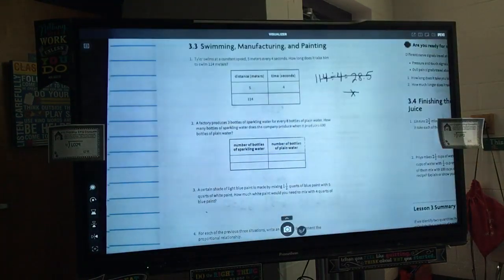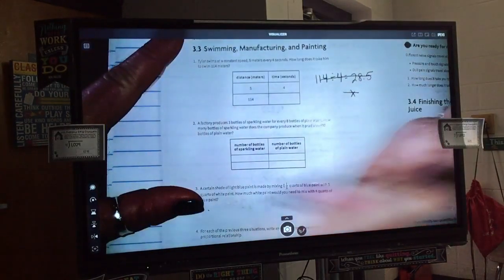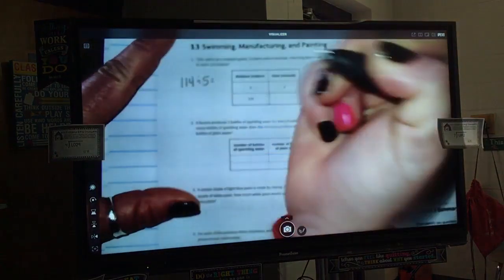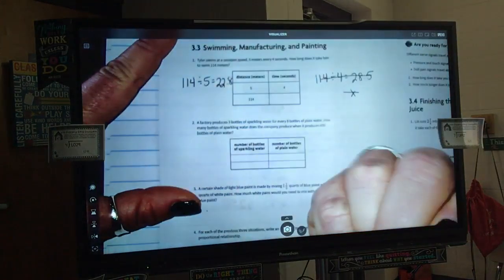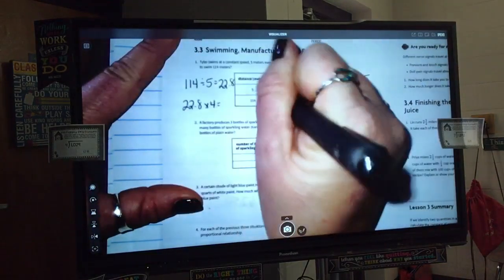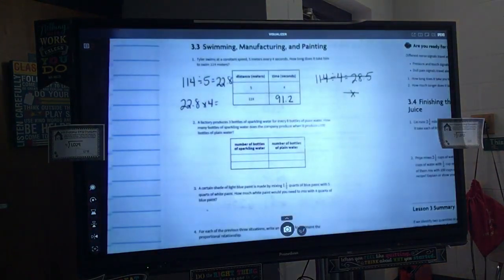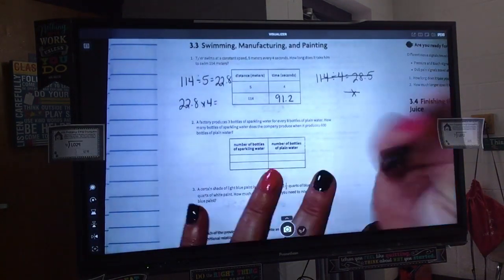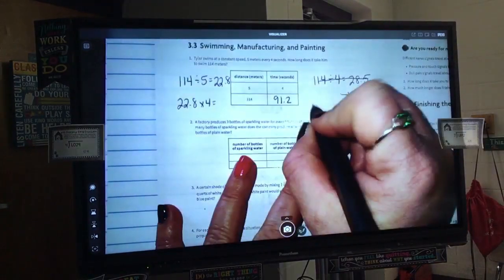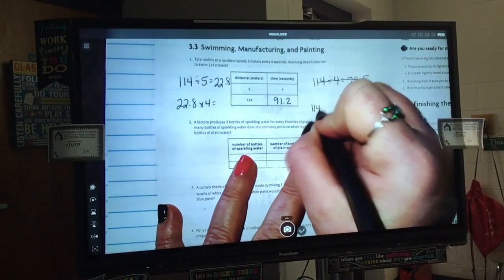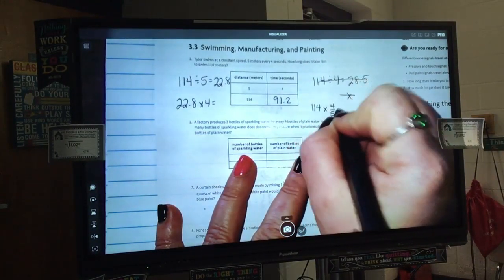What's another strategy? Cora. 114 divided by 5. What did you get? I got 22 and 8 tenths. And then you multiply that by 4 and got 91.2. Is that the only way? No. I found out that 5 times 4/5 equals 4. So I did 114 times 4/5, and also got 91.2. It works.